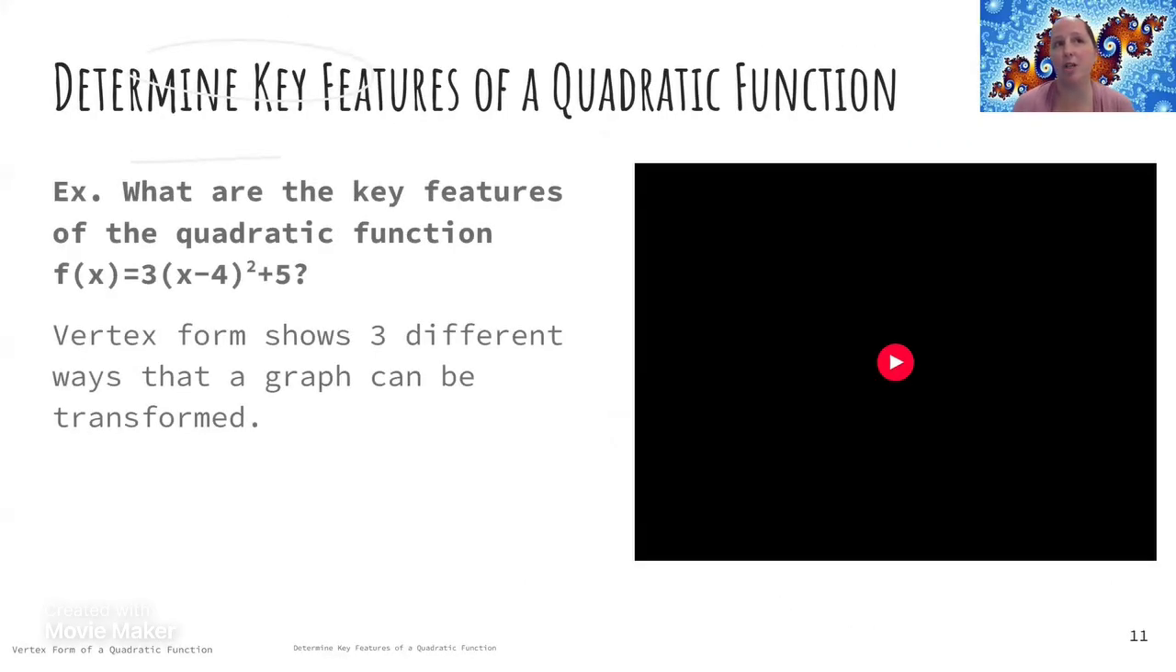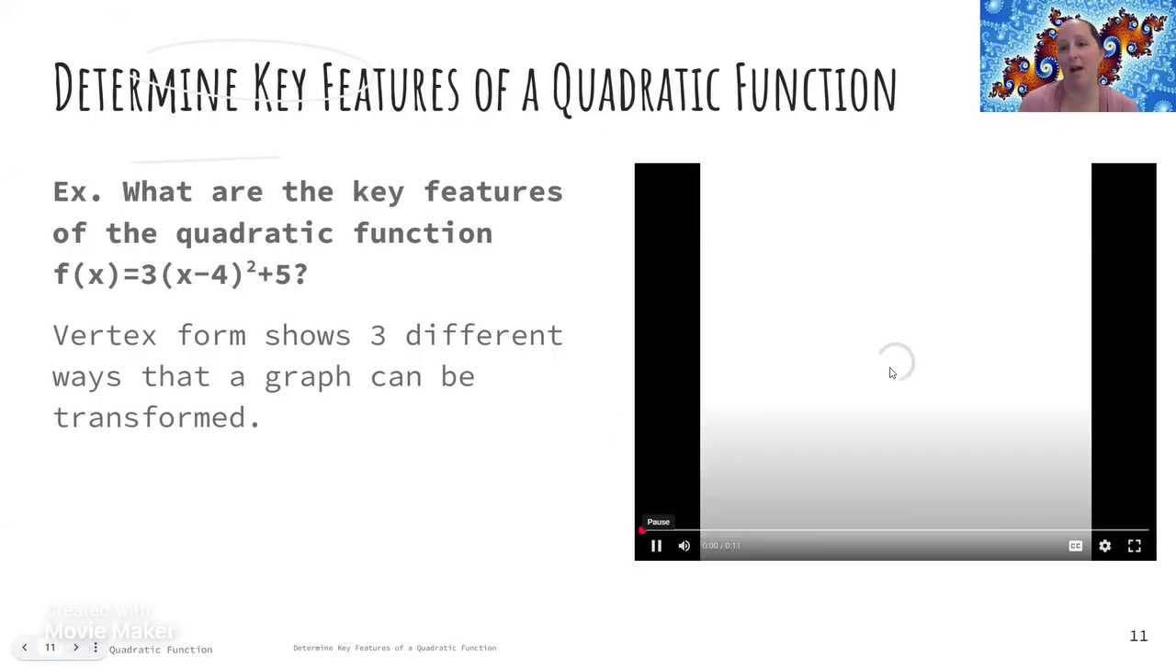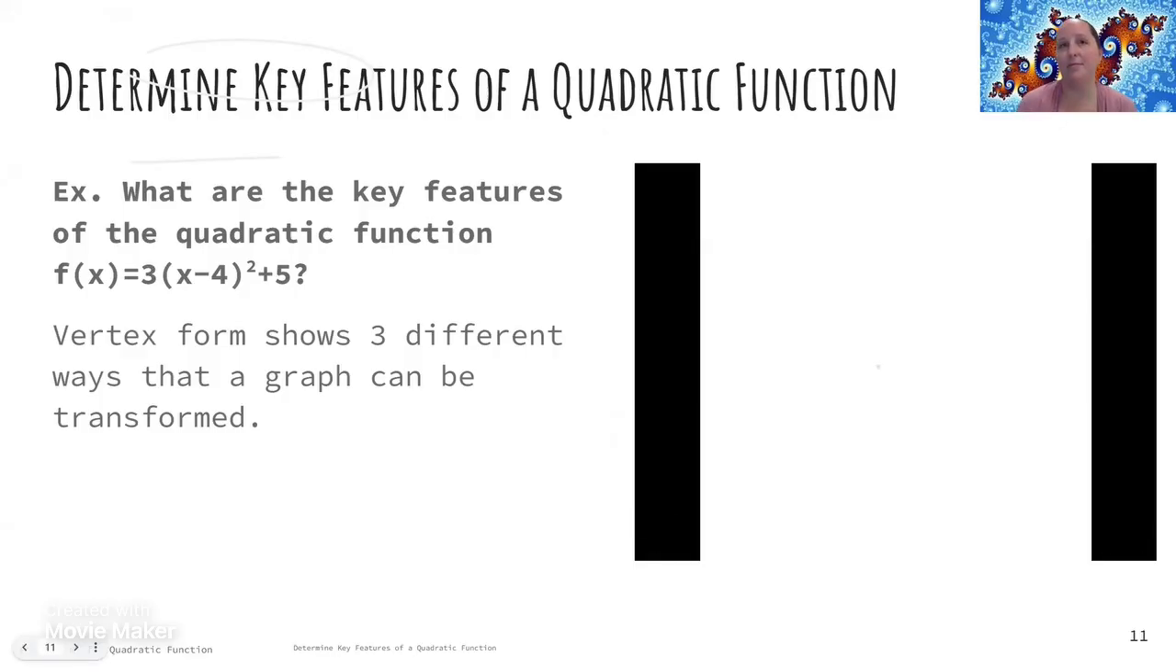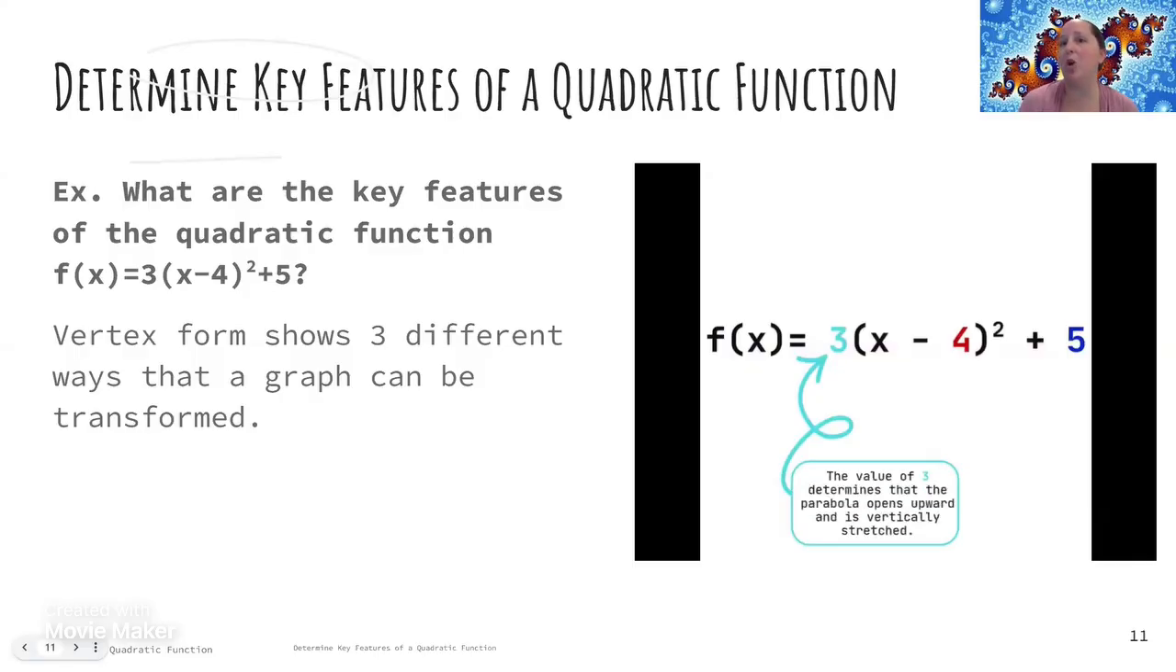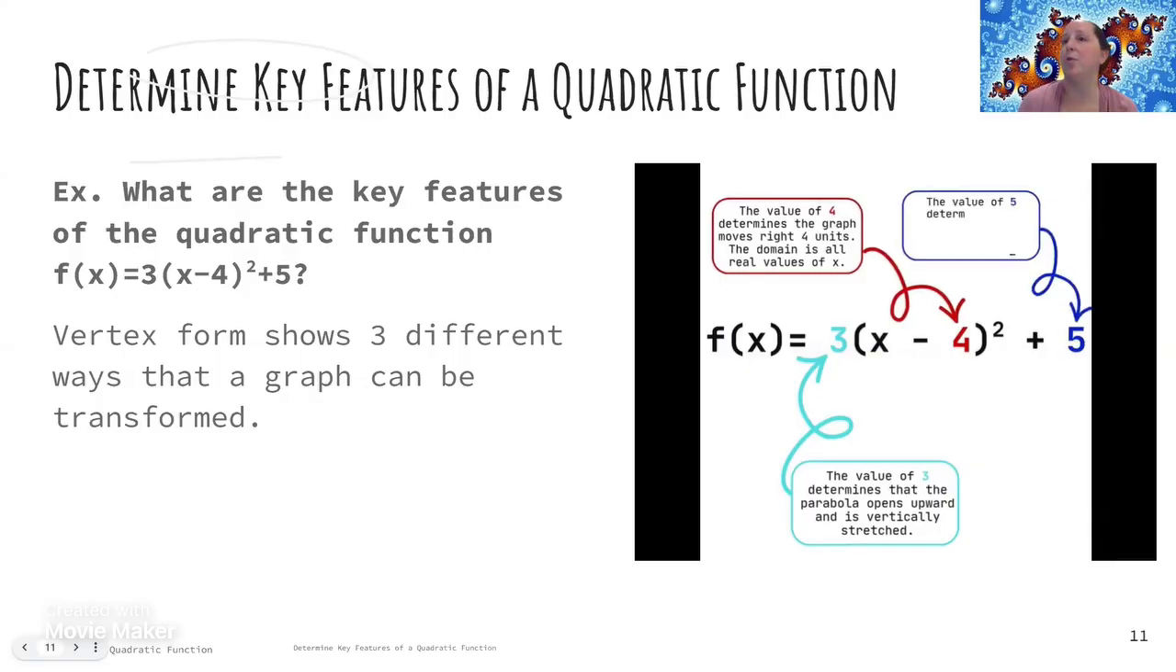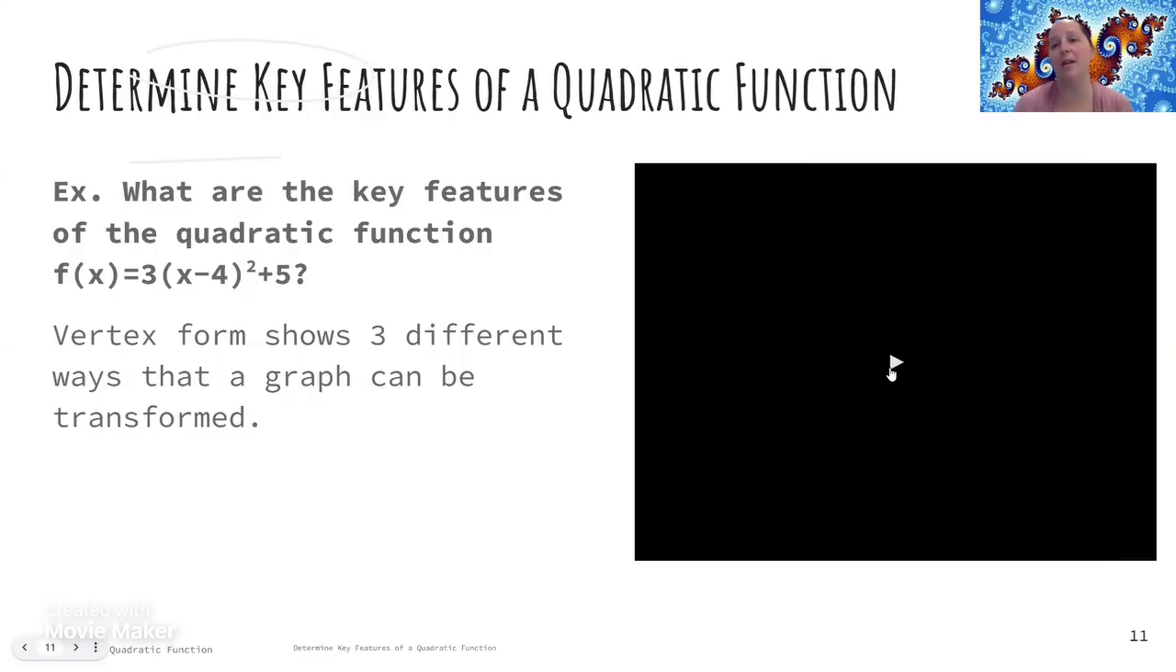So what are the key features of the quadratic function f of x equals 3 times x minus 4 squared plus 5? Okay, so again, I can have 3 different ways that the graph can be transformed. So I'm looking at the 3, the 4, and the 5. In this case, I start with my original equation. The 3 determines that the parabola opens upward and is vertically stretched. The 4 tells me that I move 4 units right. And the 5 tells me that I move 5 units up.